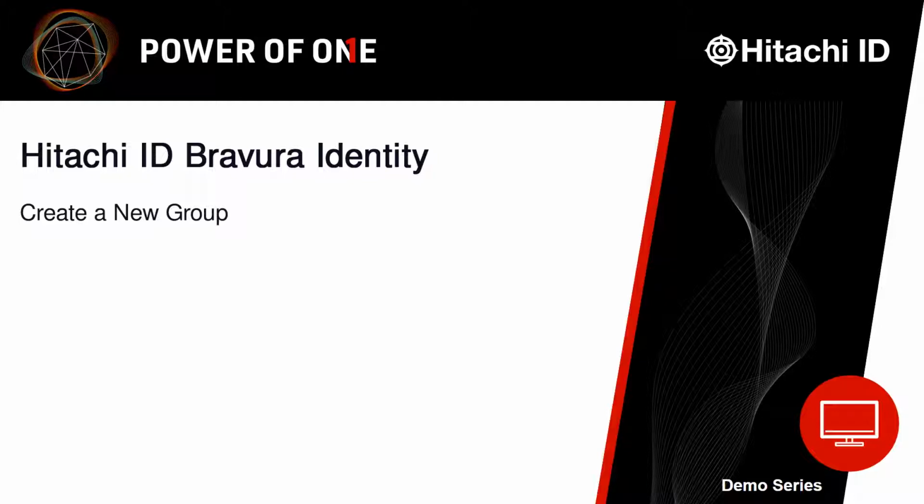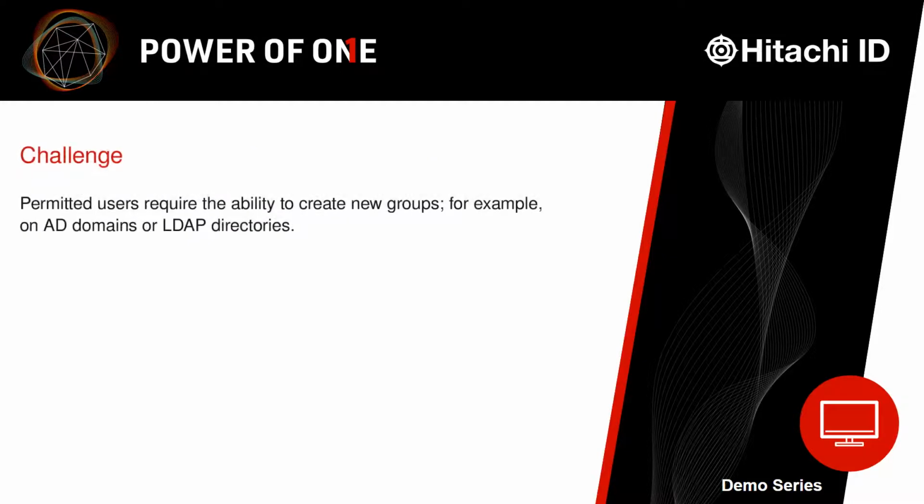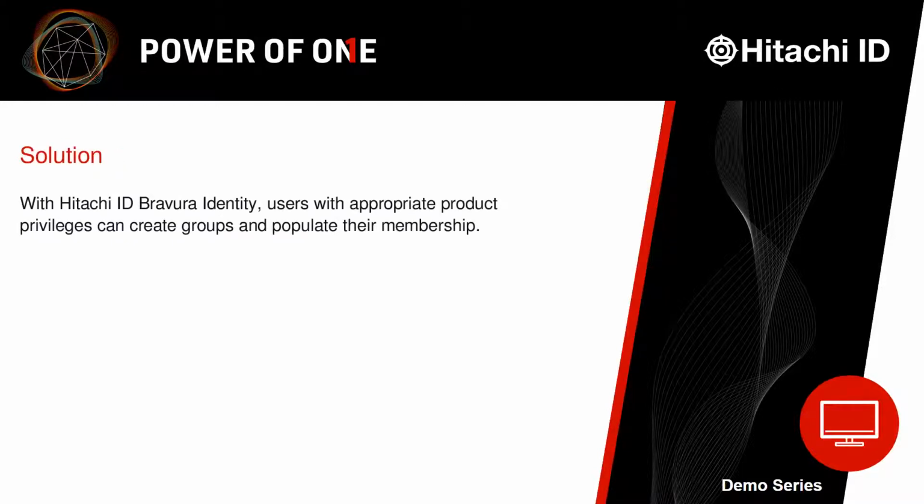This video will demonstrate the steps required to create a new Active Directory Global Security User Group in Bravura Identity. Permitted users require the ability to create new groups, for example, on AD domains or LDAP directories. With Hitachi ID Bravura Identity, users with appropriate product privileges can create groups and populate their membership.